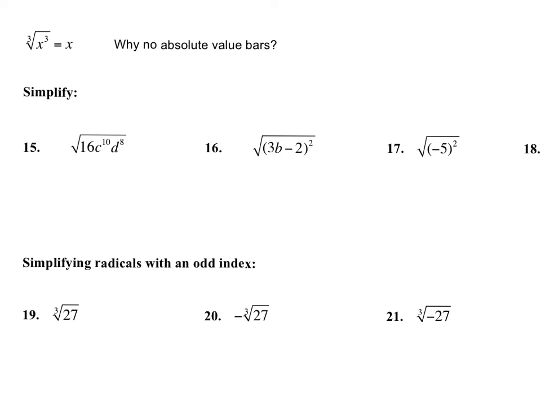Okay, on the back, the first example, you don't need absolute value bars because the index is an odd number, and you only need absolute value when the index is even and the exponent goes from even to odd. Okay, so we'll get to some problems with an odd index when we get to number 19.